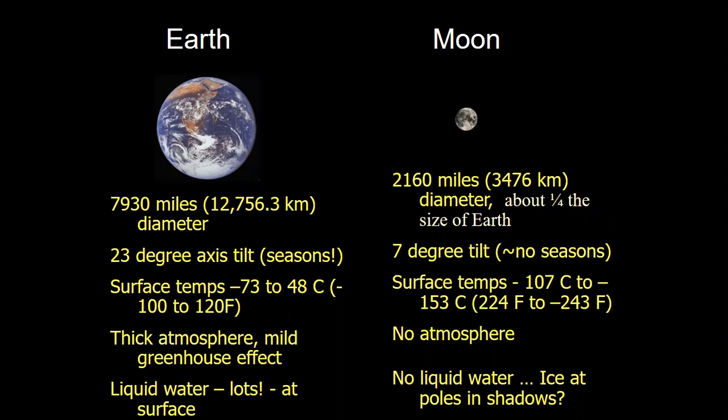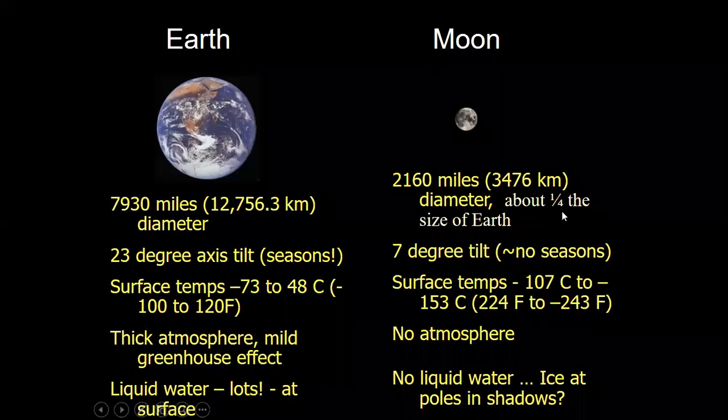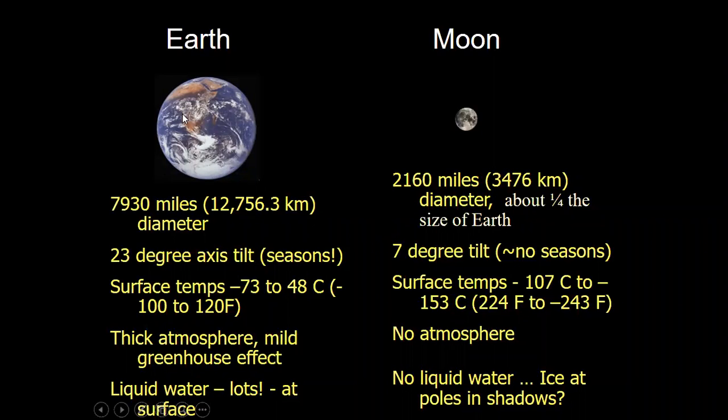The Earth diameter is about 7,930 miles. Moon is only 2,160 miles in diameter. So it's about a quarter the size of Earth. Then the Earth tilt is 23.5 degrees. So we do have seasons due to that tilt. But on the Moon, the tilt is only 7 degrees. So there are no seasons on the Moon.